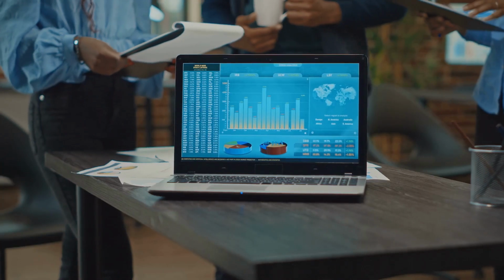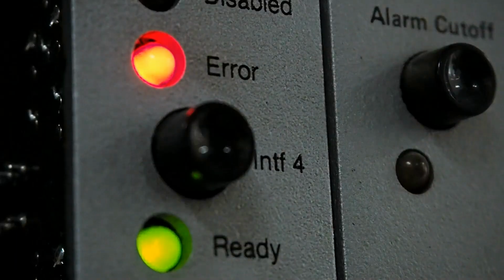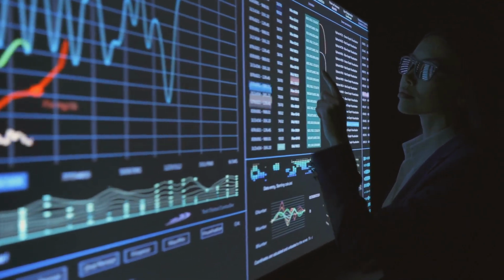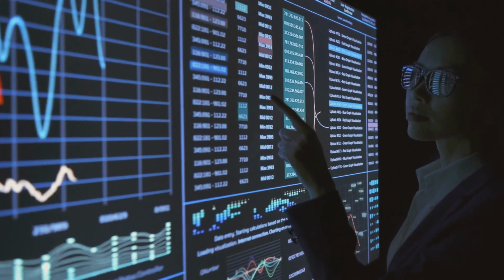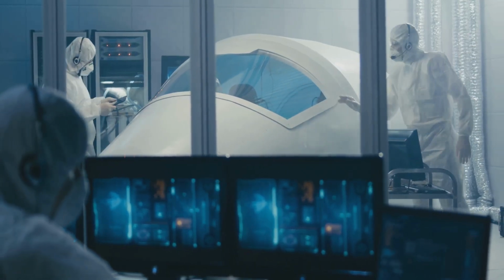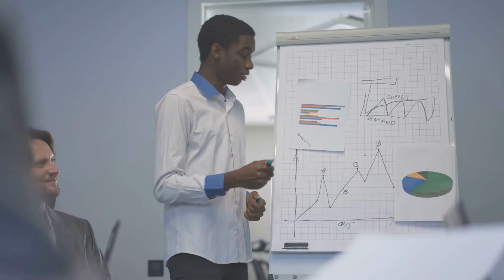With SPC, you can identify trends and correct problems before they result in defects. SPC is not just about spotting problems, it's about preventing them. By analyzing process data, you can identify areas of improvement and ensure consistent quality across your operations. This is particularly important in industries where precision and consistency are critical, like aerospace, automotive, and healthcare.